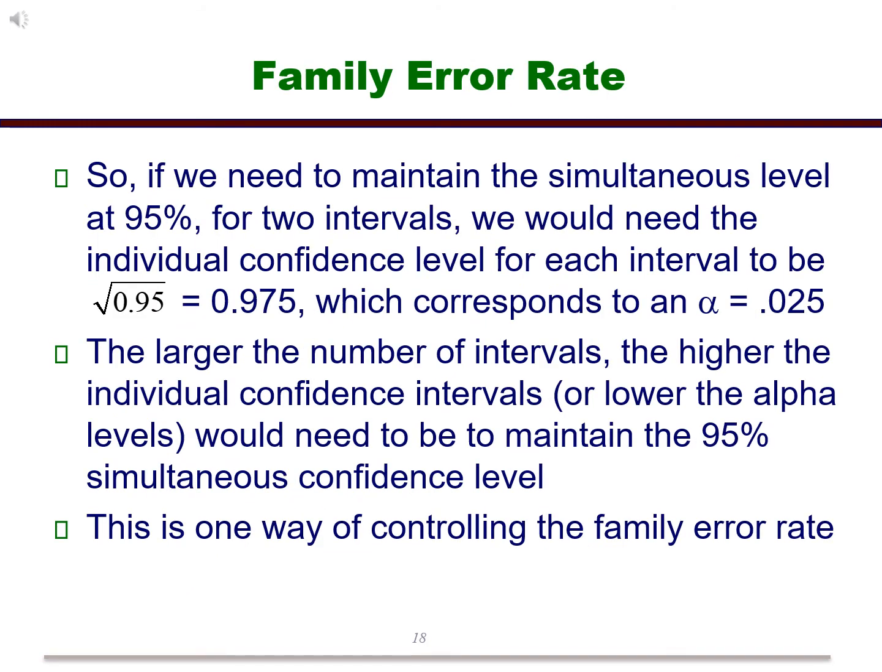So if we need to maintain the simultaneous level at 95% for two intervals, we would need the individual confidence level for each interval to be 0.975, which corresponds to an alpha of 0.025 rather than 0.05. The larger the number of intervals, the lower the alpha levels for each interval must be in order to maintain the 95% confidence level. This is one way of controlling the family-wise error rate.